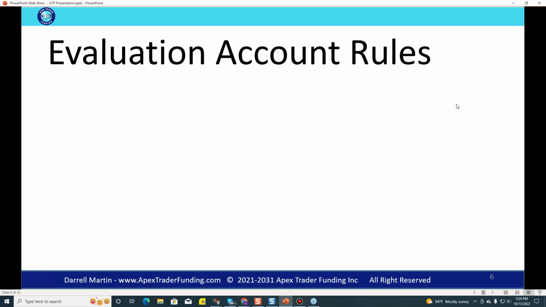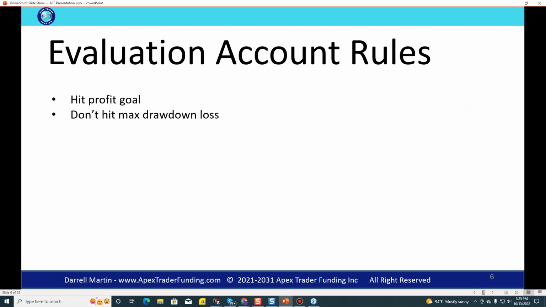Okay. So let's talk about it a little bit. For our company, for Apex Trader Funding, what are the rules to pass our evaluation accounts? They're very simple. Hit the profit goal. Don't lose. So hit the profit goal. Can you make a certain amount without losing a certain amount? That's fair enough, right? You got 100 grand in the bank.